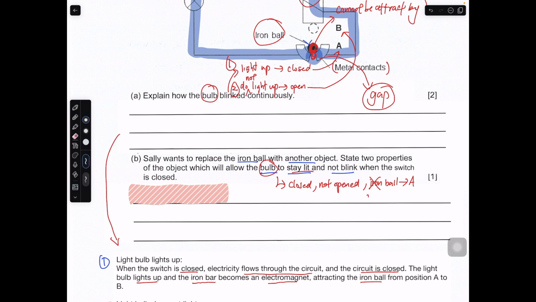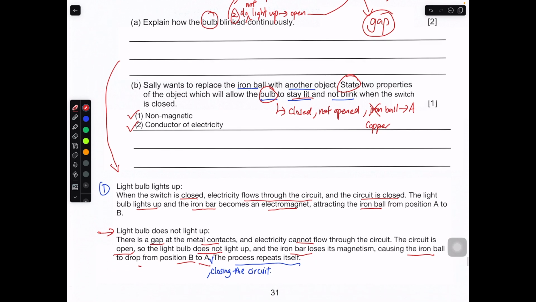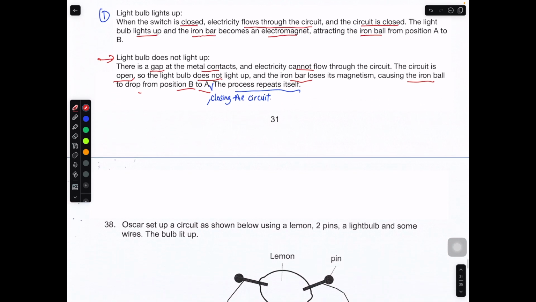So you can use maybe copper or aluminium, but just not iron, steel, or any magnetic material. So this will be the two parts. This is just a state part. So non-magnetic material, conductor of electricity. The light bulb will just remain lit, it will not blink. Okay, so this part I think should be alright. Okay, let's go to this part.